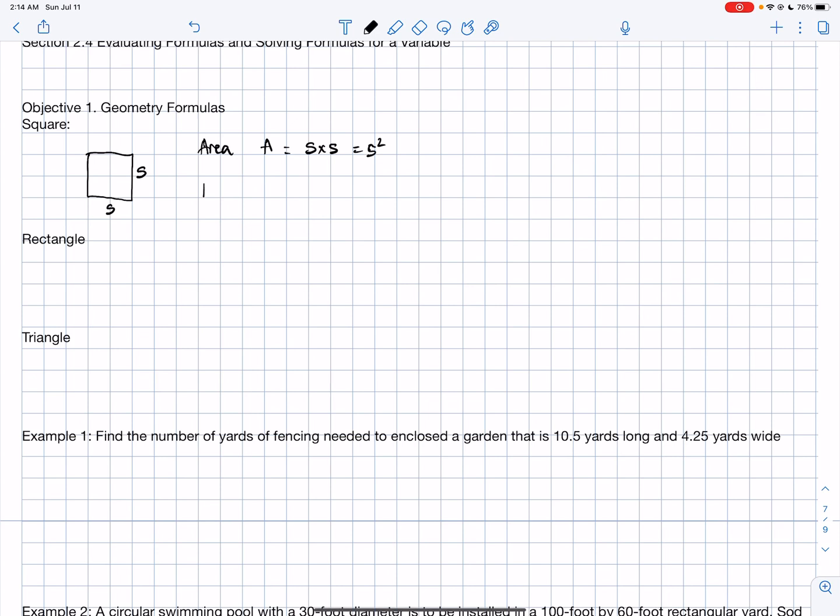And the perimeter is 4 sides. What is the perimeter? It is the distance around. The perimeter of a square is side plus side plus side plus side. So you just go around the shape and you go 4 times the side. That's why we have side plus side plus side plus side, which is 4 sides.